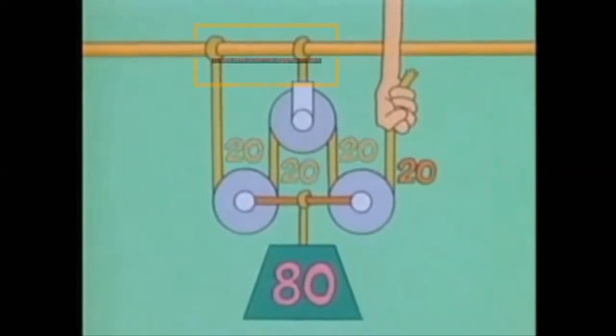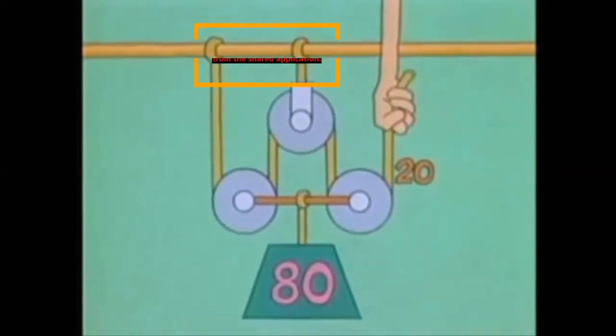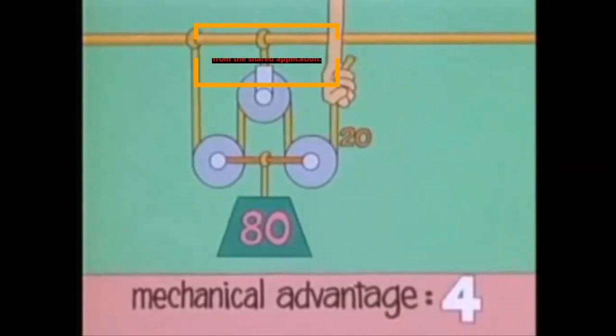But because the rope can roll through these pulleys, when you pull up with 20 pounds, that raises the whole 80-pound load. The pulley system multiplies your force by 4, so 4 is the mechanical advantage.